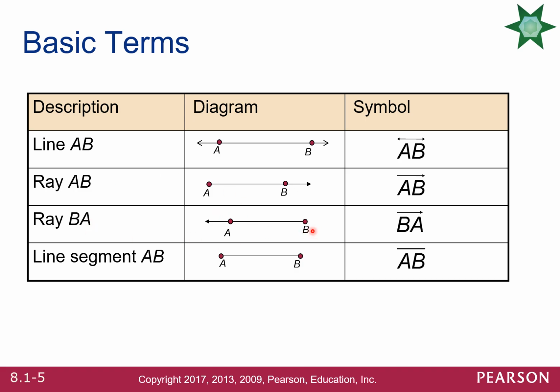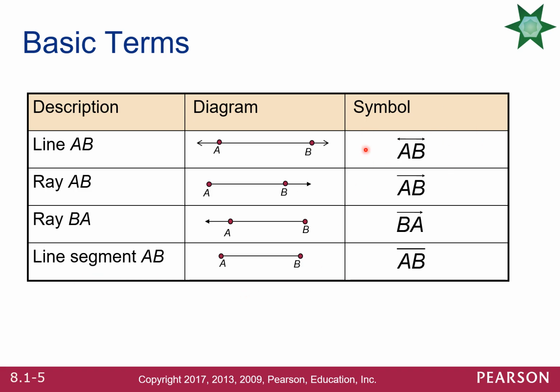Ray BA, on the other hand, has the endpoint B, and then we pick another point which we mark as A. So BA is a ray, and look on the left hand side, the line goes beyond A, all the way to the left. All right, and then a line segment is a line whose end points are A and B. It does not go beyond B to the right, it does not go beyond A to the left. So that's what a line segment is.